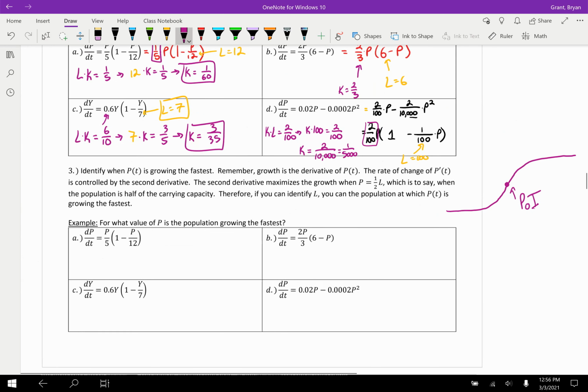Now, our inflection point is always half of the carrying capacity. Remember, it's halfway through there. So I think we just need the carrying capacity, and then we can take half of that. Luckily, these 4 equations are the same as the ones we just did, so I'm going to start with the carrying capacity of each of these. Something like this.